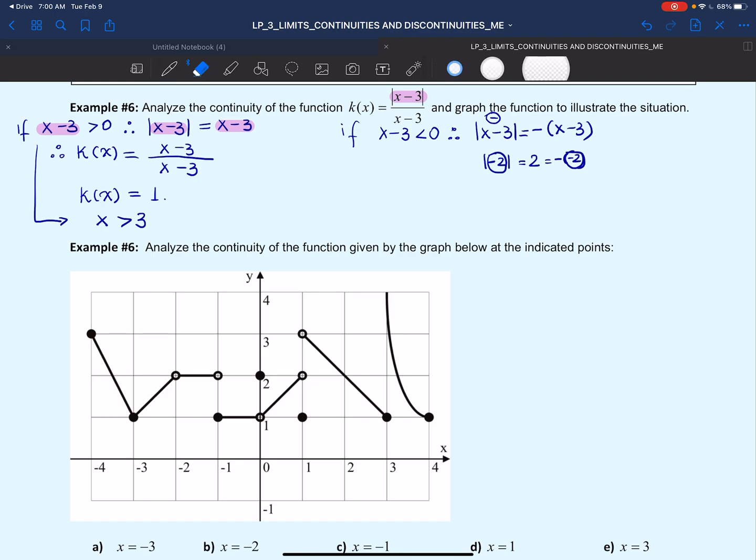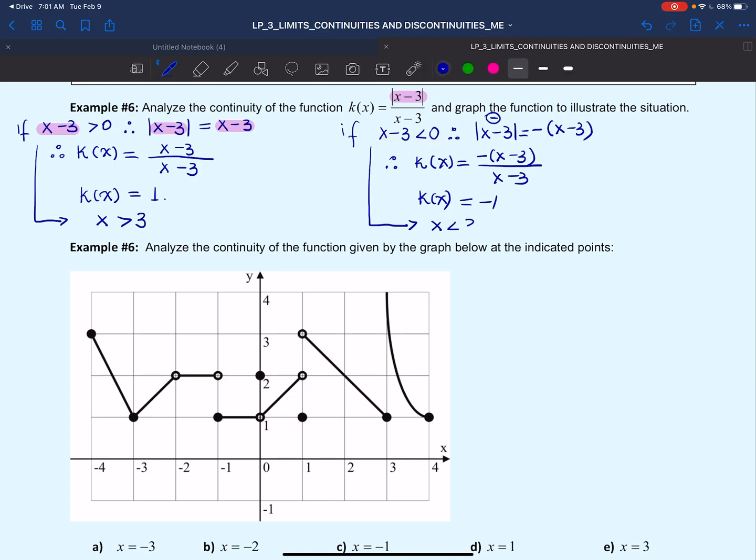So that will make the function k(x) into negative (x minus 3) over x minus 3. That's what the numerator becomes with no absolute value, again providing that x minus 3 is a negative number. And that will simplify to negative 1, so k(x) equals negative 1. Now, for what values of x can this happen? Well, x minus 3 has to be less than 0, which makes x less than positive 3.